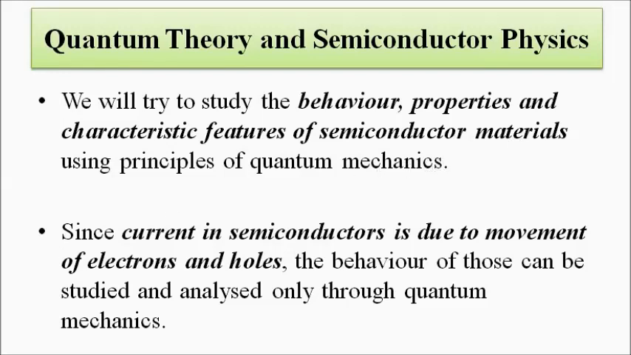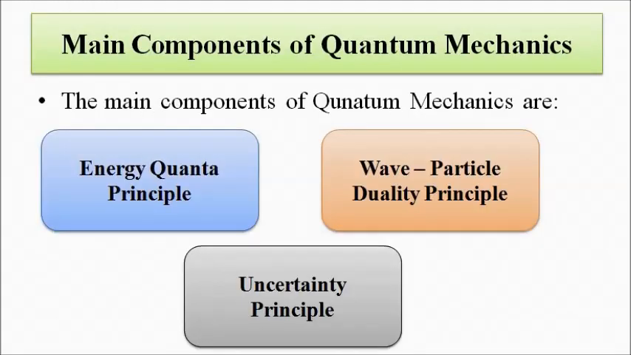Now which basic concepts of quantum mechanics are going to be used? Basically we will be studying three main things: first, the energy quanta principle, the wave particle duality principle, and the uncertainty principle. There are other things, but these are the three main components of quantum mechanics which are required in the study of semiconductor physics. So let us discuss them quickly one by one.